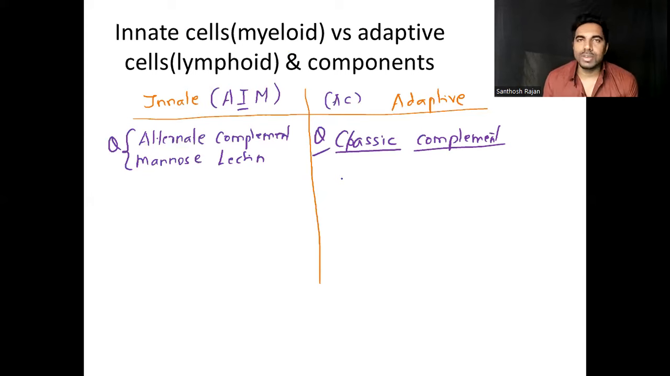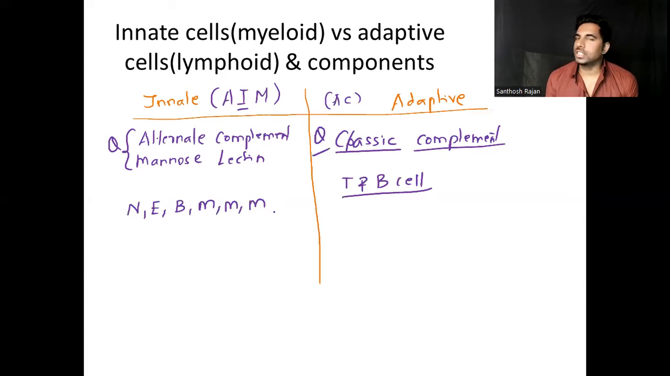And cells, maybe we already spoke about it. For adaptive immunity, just T cells and B cells are important. But for innate immunity, all the cells we already spoke about: your neutrophil, eosinophil, basophil, monocyte, macrophage, mast cell, all of them. These are easy things, you'll remember.